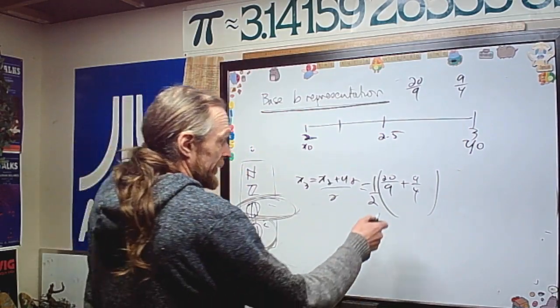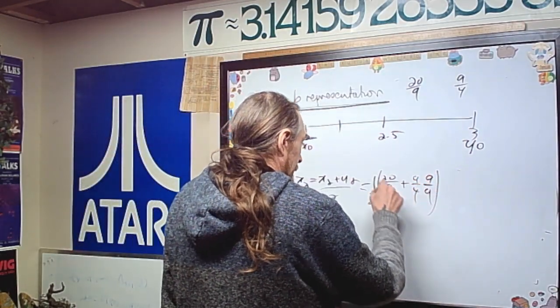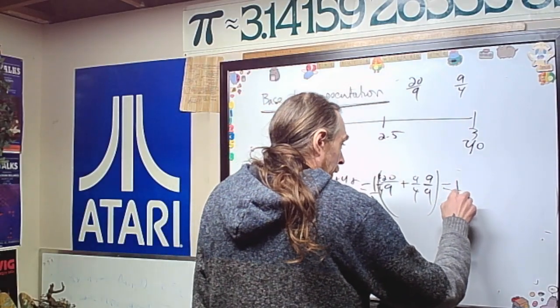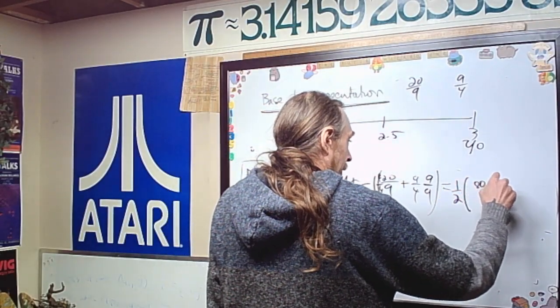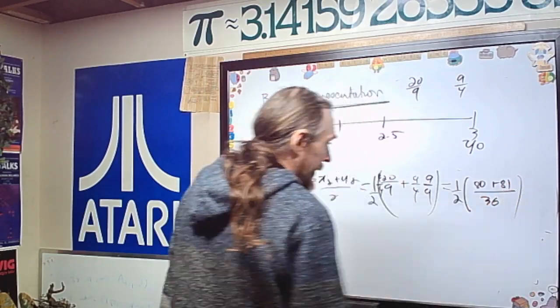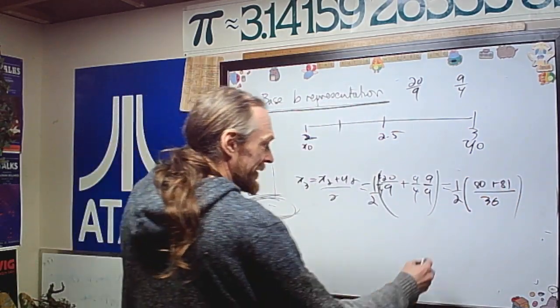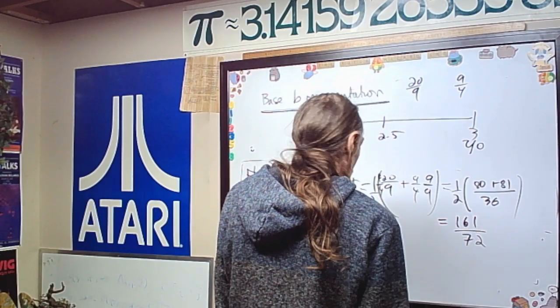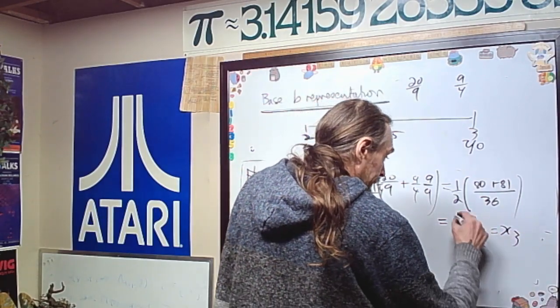Let's do this right this time. I want 9 over 9 and 4 over 4, which is going to give me 1/2 times (80 plus 81) over 36. And then I'm not doing any more after this, because what did that give me? 161 over 72 is x3.